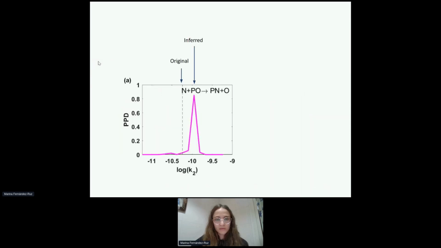So for example, in this curve, we have in the dashed line the original value, the value that was obtained from the database. And Bayesian inference provides us the curve of probability of the values that are more probable. So in this case, the Bayesian methods are telling us that the rate coefficient for this reaction, the real one, might be slightly higher than the value that we are using in the database.